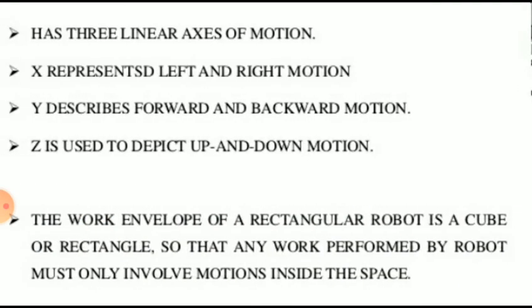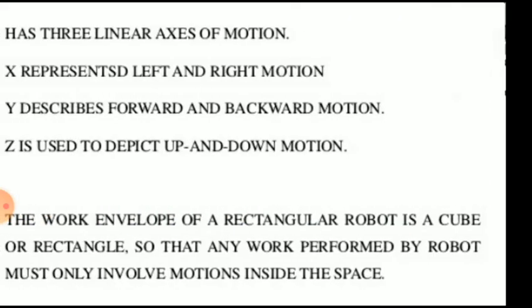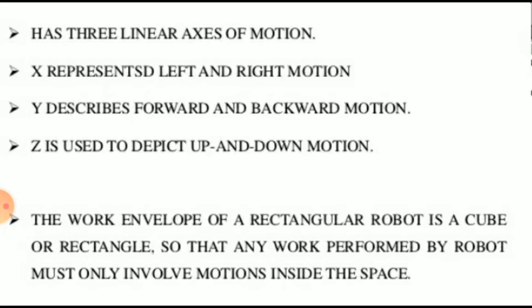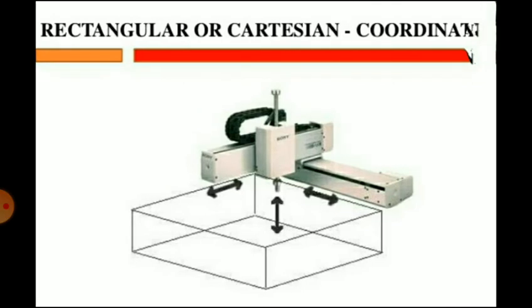So it has 3 linear axes of motion. X represents left and right motion. You can see the X movement left to right. Then Y describes forward and backward motion, and Z is used for up and down motion. Now the work envelope of a rectangular robot is a cube or rectangle, so that any work performed by the robot must only involve motions inside the space. So it is a space where the robot components can be moved. So you can see there is a work envelope, it is a cube.